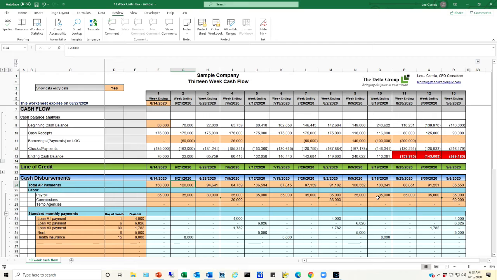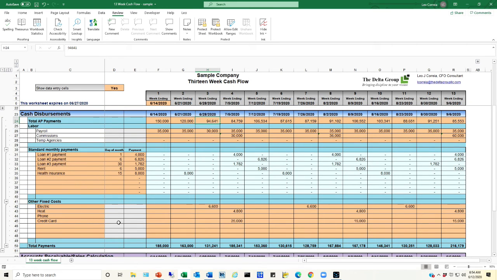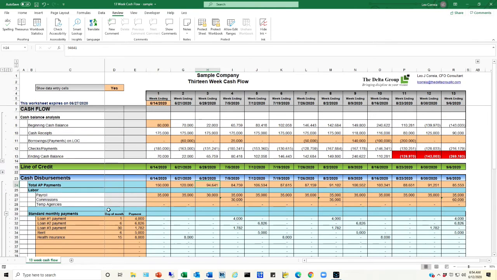This allows me to look at my accounts payable and say, this is what I can afford to spend. Obviously, I'll have to go to my accounts payable aging and look at the individual vendors and decide who's going to get what portion of all this. But this makes it manageable because I can make commitments. If I make a commitment to give a vendor a certain amount each week, every other week, or once a month, I can put them into either the standard monthly payments or other fixed costs and work out an agreement with that vendor to move forward.